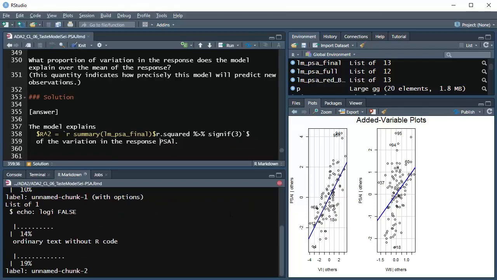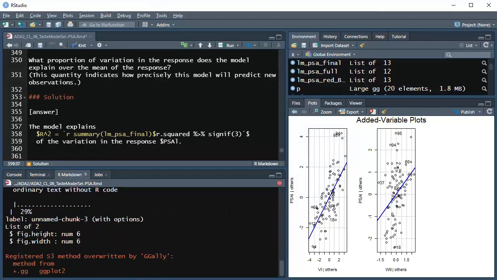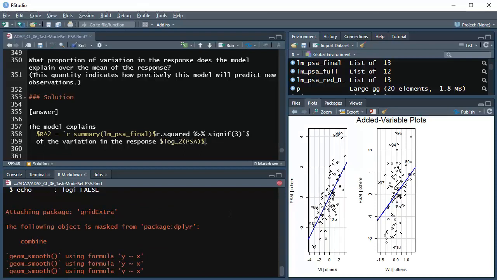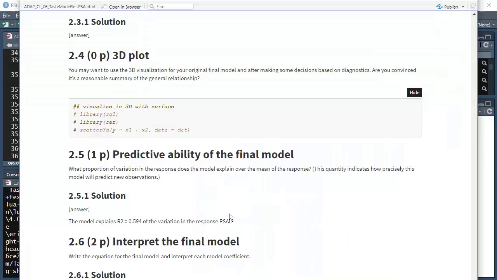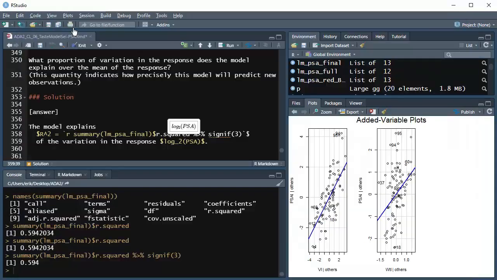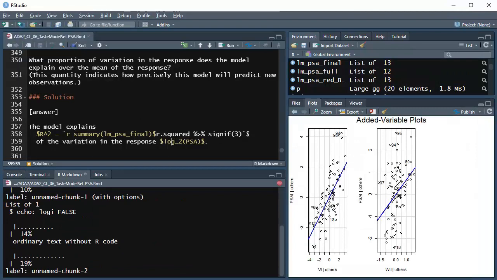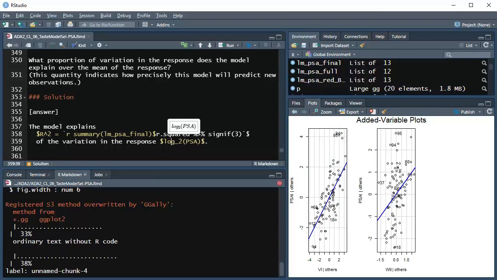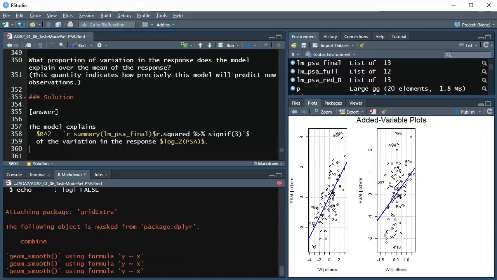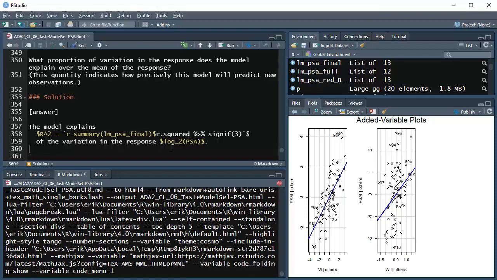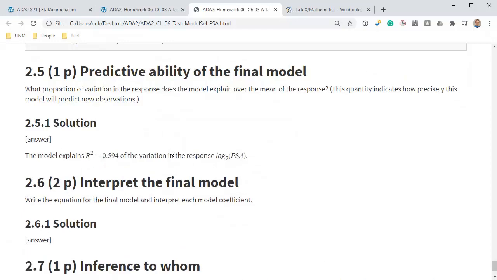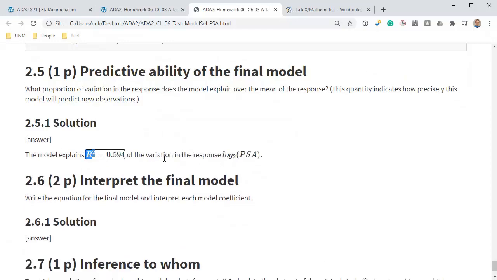The next part is the PSA part. So we want log 2 of PSA. Okay, so this will do pretty well right here. In fact, let me just knit this one more time so we look at the output. I'm going to show you in a second how we can improve this, and then we'll go on to the next part of the assignment where we interpret the regression coefficients. All right, so we'll go over to here, refresh the page. Nice. R squared of the variation in response log 2 PSA.